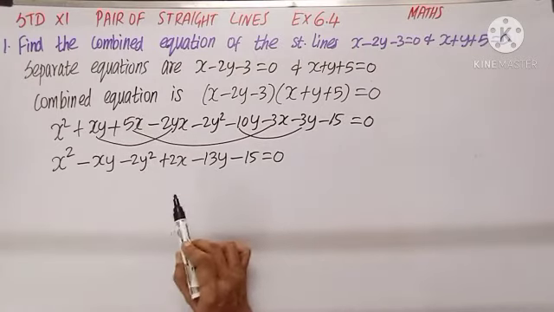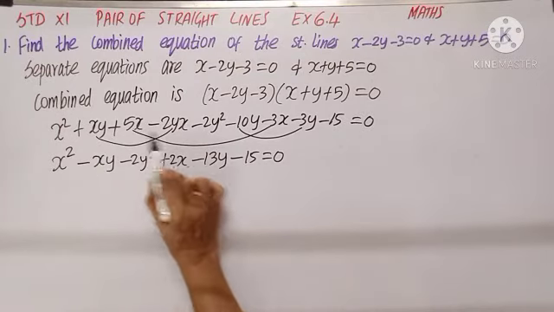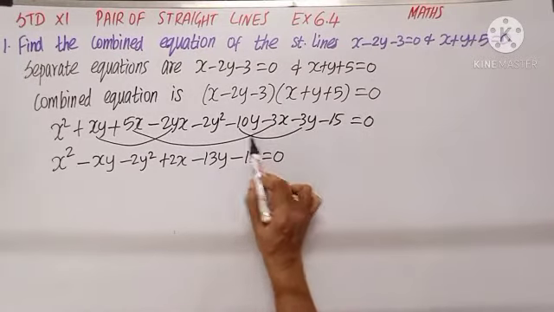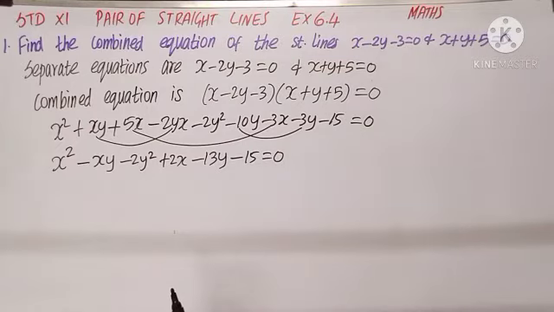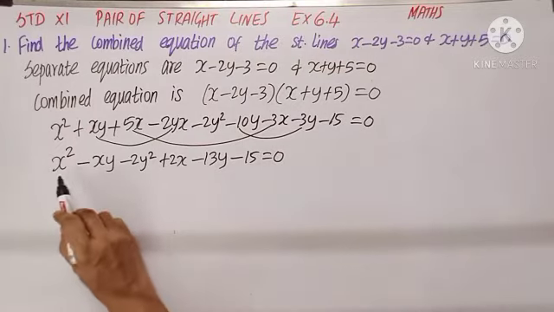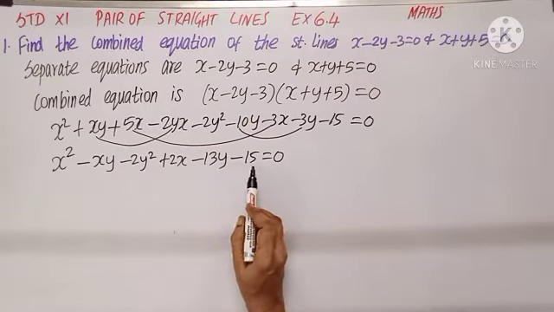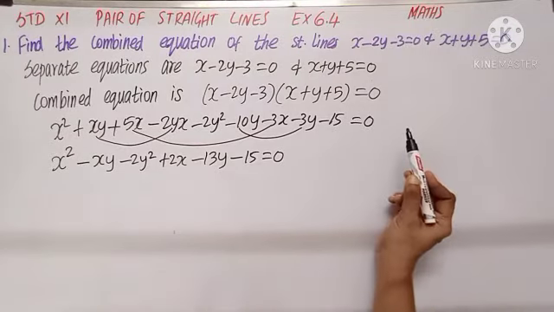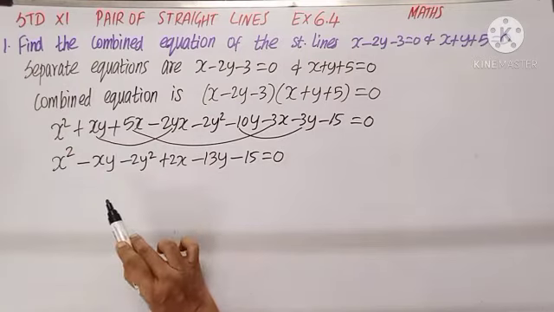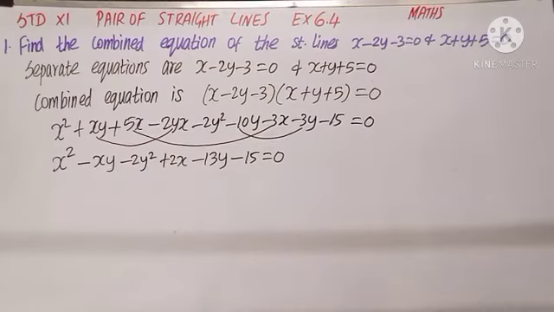Combining the like terms, x square, xy minus 2yx, minus 2y square, 5x minus 3x, minus 10y minus 3y, finally minus 15 equal to 0. So the required answer is x square minus xy minus 2y square plus 2x minus 13y minus 15 equal to 0. Given the separate equations, to get the combined equation, just multiply the two and simplify the answer.